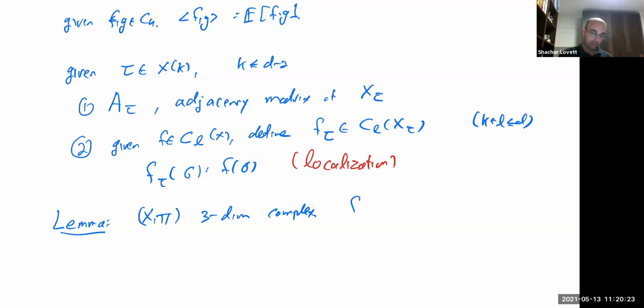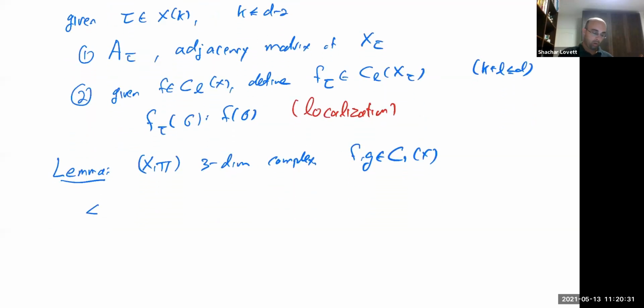So let's choose f and g, the functions in C1 of X. These are two functions on the nodes of X, and we want to understand the inner product. The claim is that this is going to be the average of the inner product of f and g when you're localized to the links of the complex. That's going to be the expectation over v in X1, where v is sampled according to pi 1, of the localized version of f and the localized version of g.